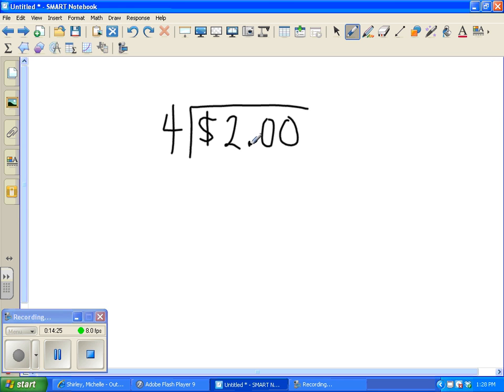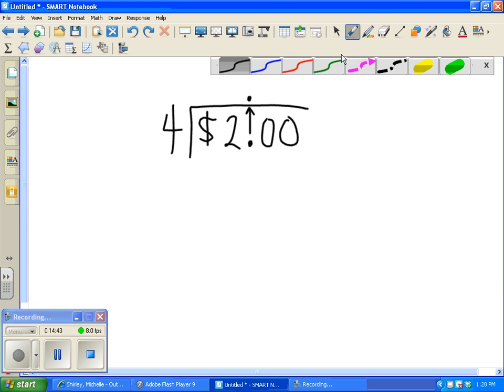And remember, in dividing with money, the first step is to bring that decimal point up. Okay. Now we just kind of ignore the dollar sign and the decimal point. Just pretend like the real problem looks like this, okay? And that's more familiar to you. Okay, so let's try it.